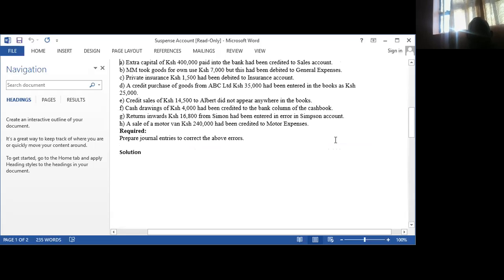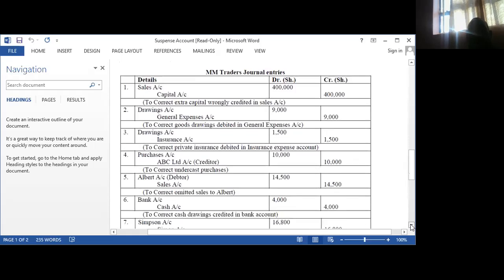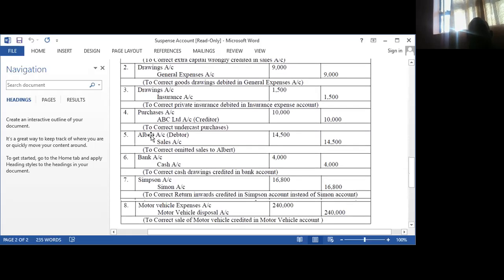Then this one here, error number 5: credit sales of 14,500 to Albert did not appear anywhere in the books. That is an error of omission. Credit sales to Albert. Remember, Albert, if you sold goods to him, Albert is our debtor. So Albert was supposed to be debited by 14,500. Sales was supposed to be credited by 14,500. And that is what you do when it comes to the error of omission here. You debit Albert, who is a debtor, and then you credit sales because sales is always credited like that.